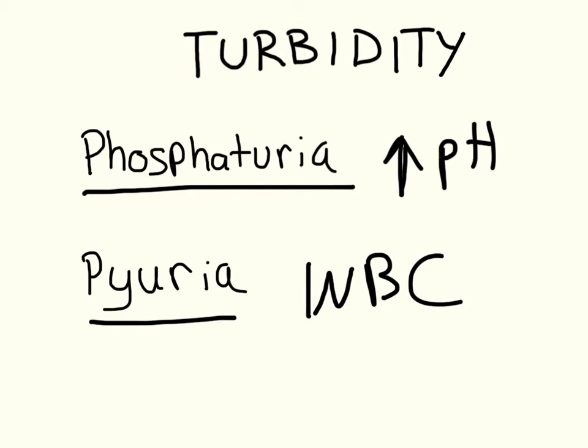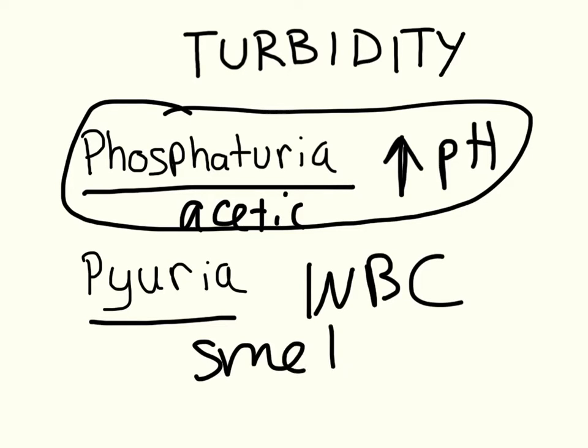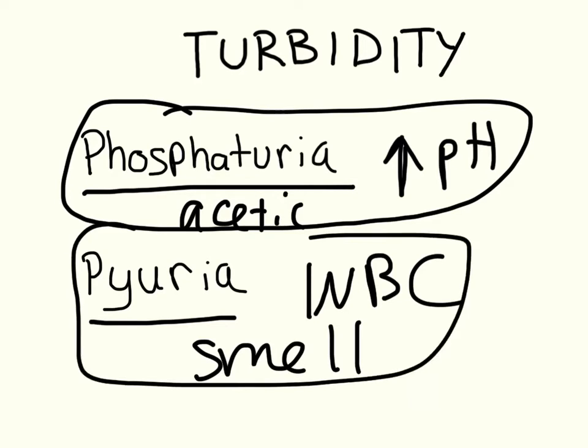There's two ways, actually. You can do the vinegar test, which is basically put acetic acid on it, and if it goes away, then it was phosphate. The phosphate was precipitated in the alkaline urine, and then the acetic acid redissolved it. The other way is to smell it. If it smells pungent, it's an infection.